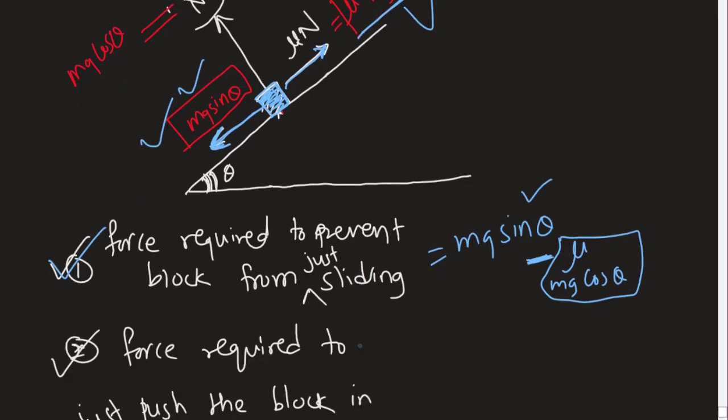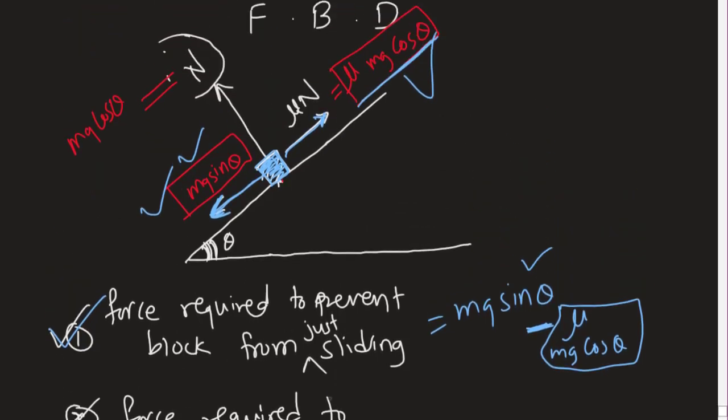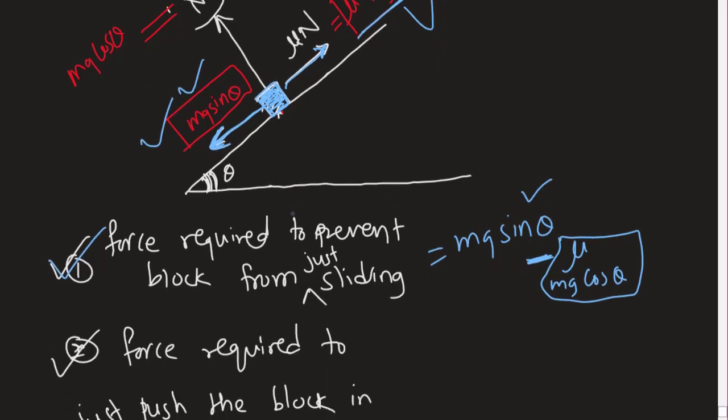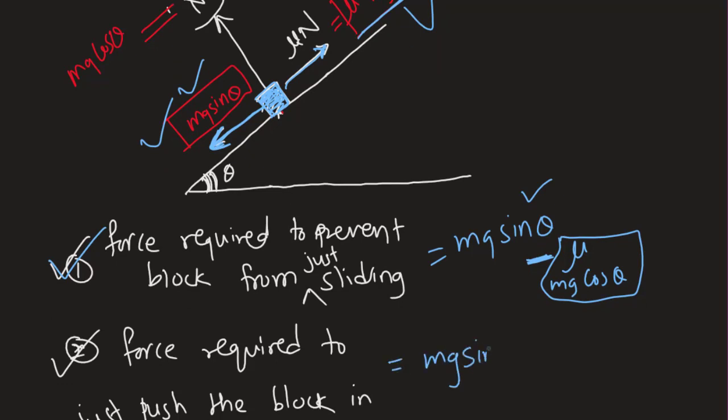Now let us look at the next one, the force required to just push the block in upward direction. So now what we have to do is that there is this block and it tends to go in downward direction. But what we have to do now is push it in upward direction. Okay, so why is this block coming down? Because of this force mg sine theta. So we will need at least this force, right?